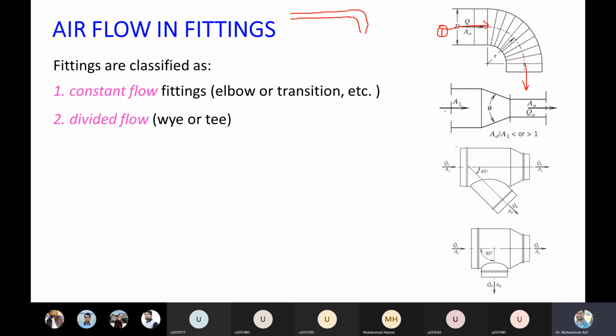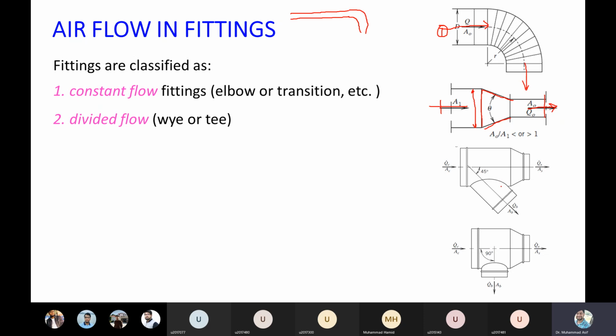Similarly, this is a transition. This part has a larger diameter or more width, and then there is a transition from the larger duct to the smaller duct by using a convergent piece. So this is a constant flow. The same mass which is entering here is leaving here. Whereas this is the divided flow. This is the fitting that's called the divided flow fitting.